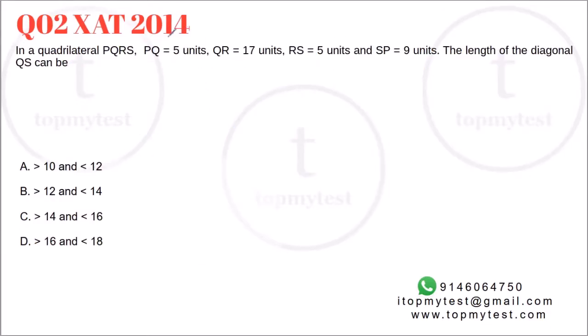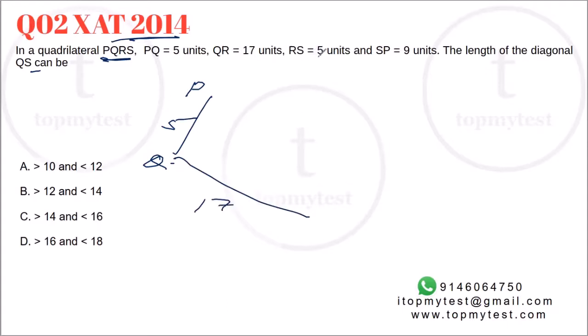Second question is from XAT 2014. This basically uses triangle inequality inside a quadrilateral. Let's see what this says. In a quadrilateral PQRS, PQ is equal to 5, QR is equal to 17, RS is equal to 5, SP is equal to 9. What is the length of the diagonal QS? So you have PQ equal to 5, QR equal to 17, slightly longer, RS equal to 5, and SP equal to 9. You need to find the length of the diagonal QS.